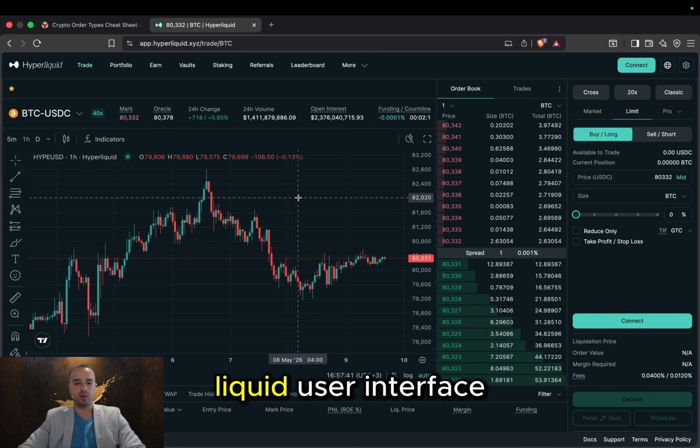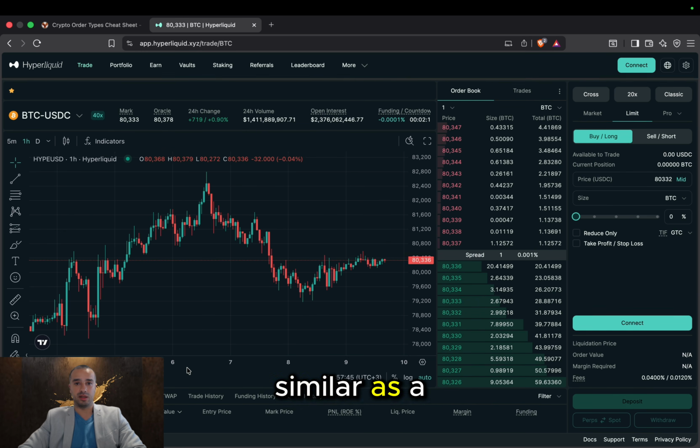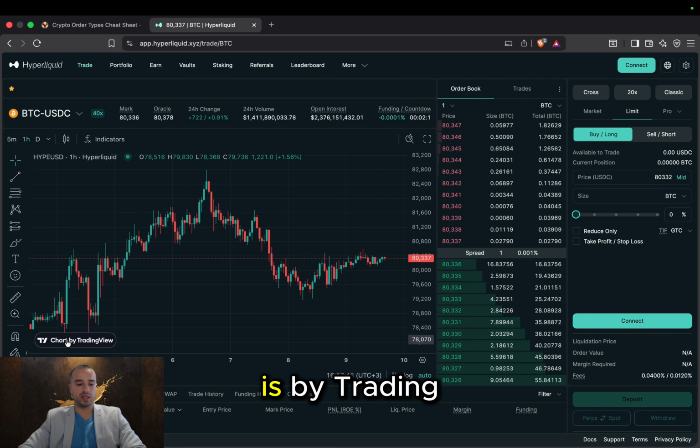This is the Hyperliquid user interface, similar to a centralized exchange. The chart is by TradingView.